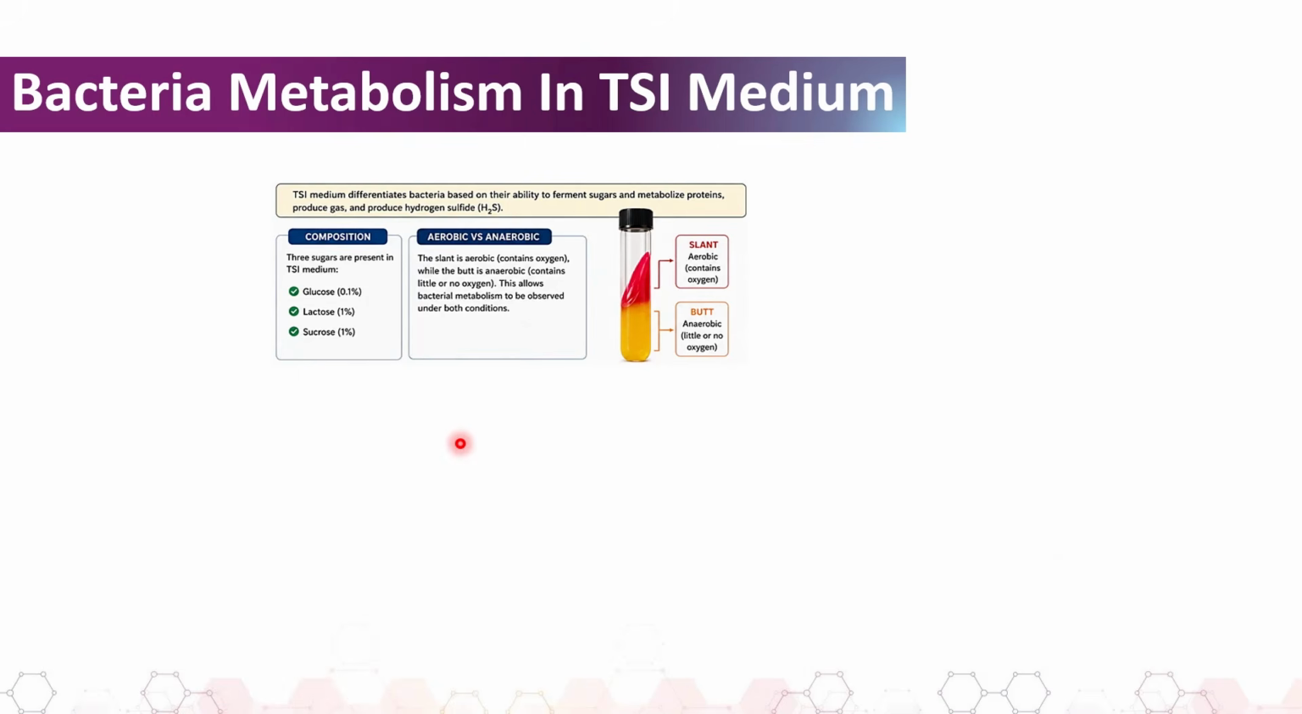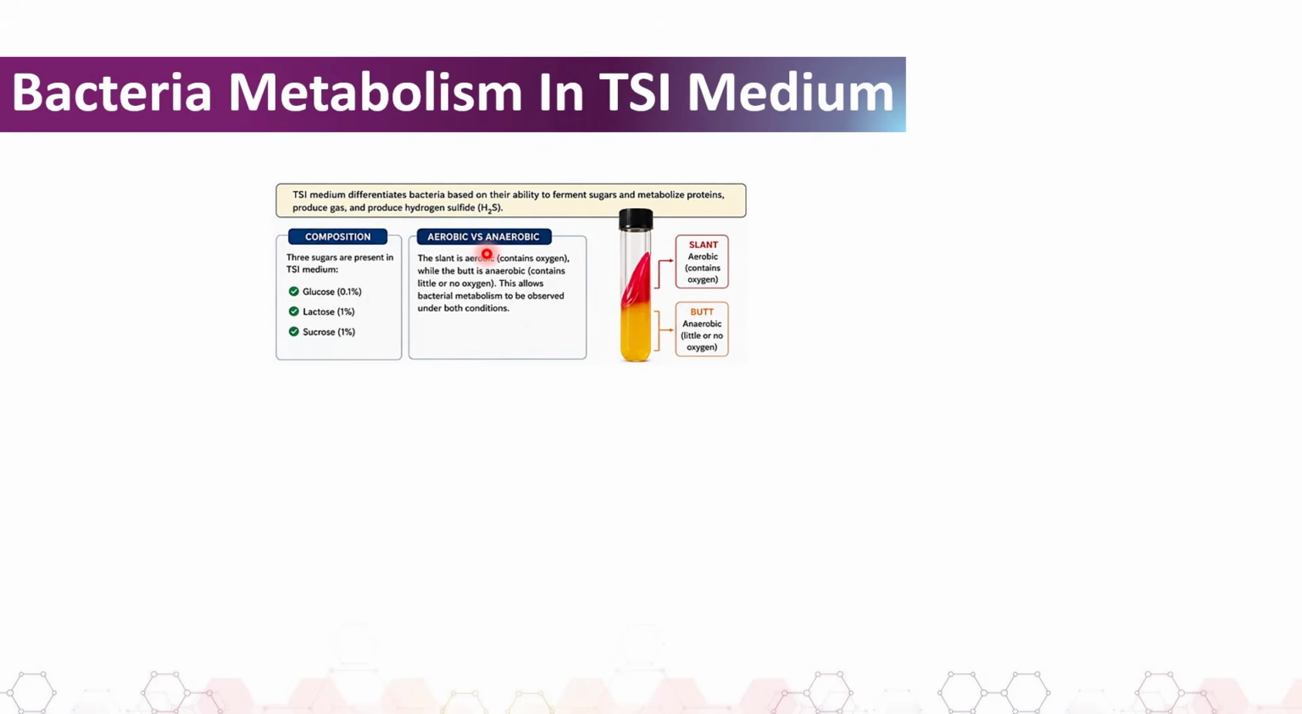So let's start by looking at the carbohydrate composition in the medium. Three sugars are present in the TSI medium, and these are glucose, lactose, and sucrose, with glucose having a concentration of 0.1%, lactose 1%, and sucrose 1%. So what it means is that the concentration of the glucose compared to lactose and sucrose is less, and the concentration of the lactose to sucrose is the same in the TSI medium.